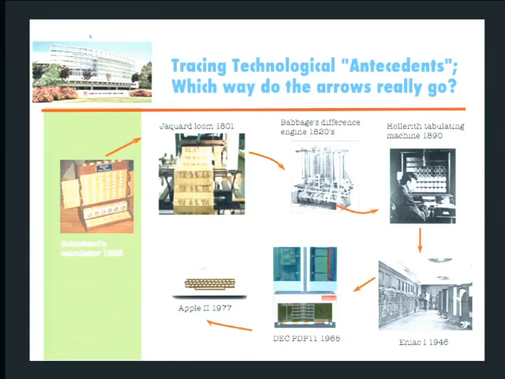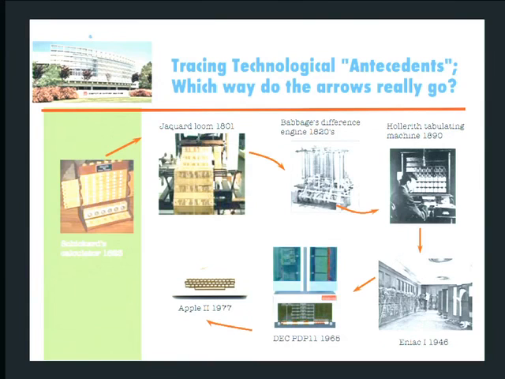But one problem is in tracing this notion of technological antecedents. Okay, let's say it's the moment of the personal computer, and we can look back and find a line of antecedents for this technology. There's a computer museum over, was it in Sunnyvale? No, it's in Mountain View. How many people have been there? Oh, well, you should have a field trip there.